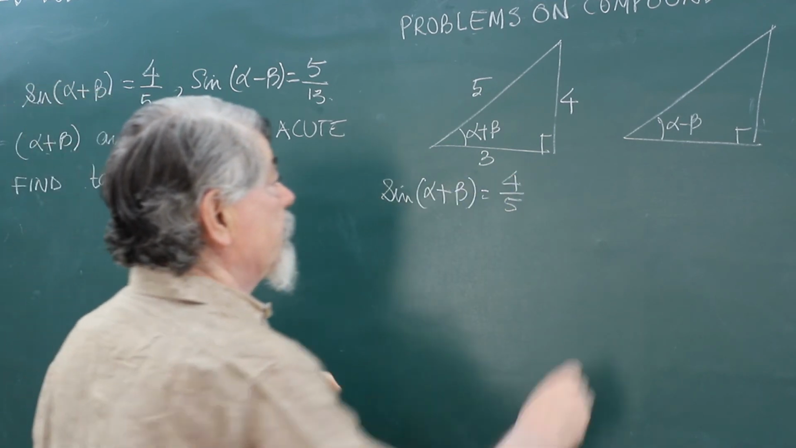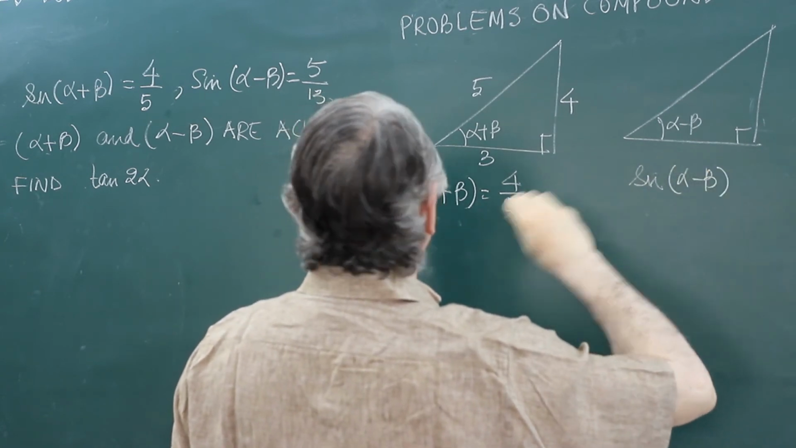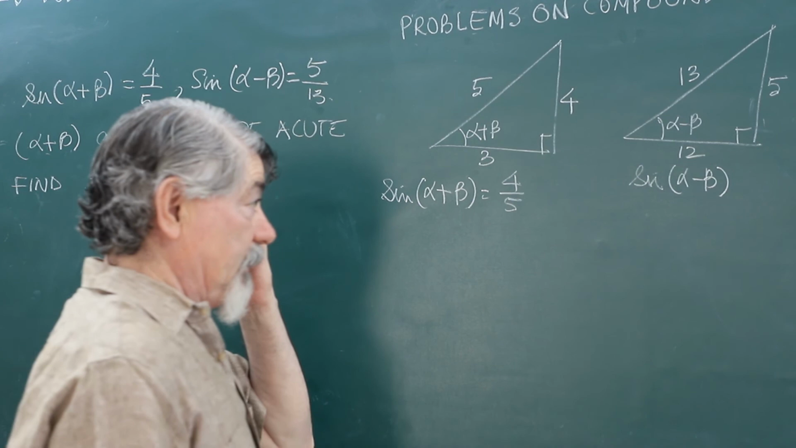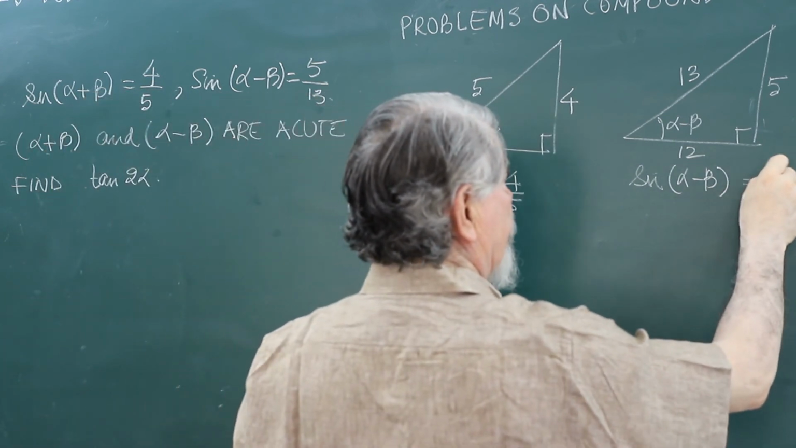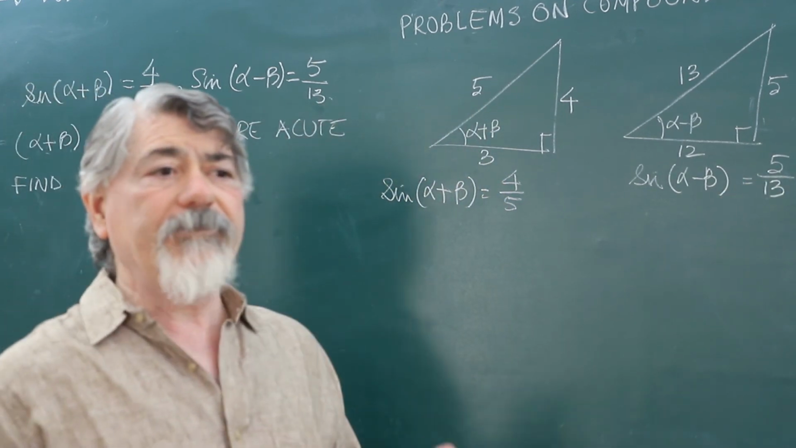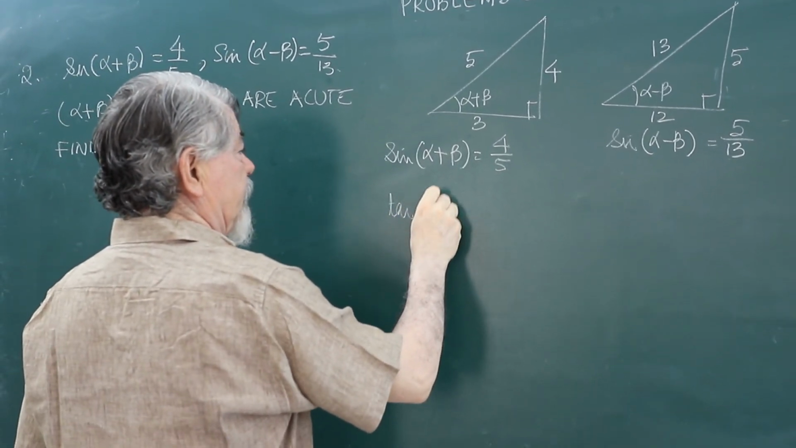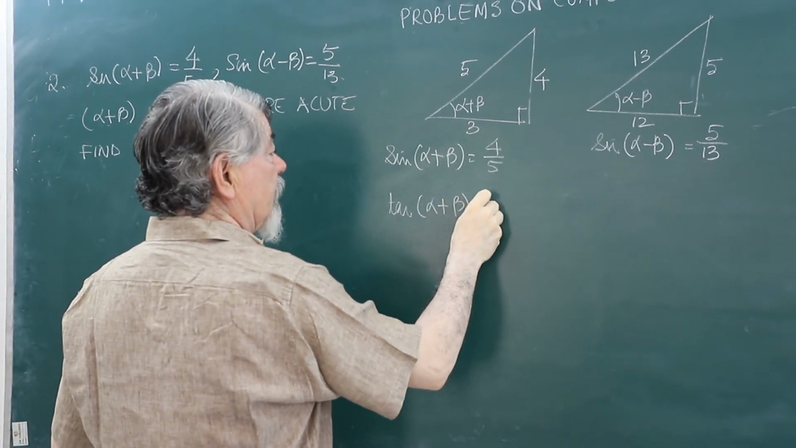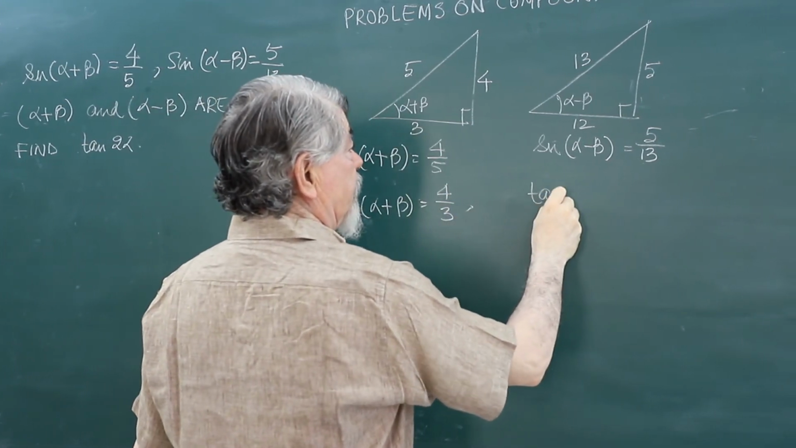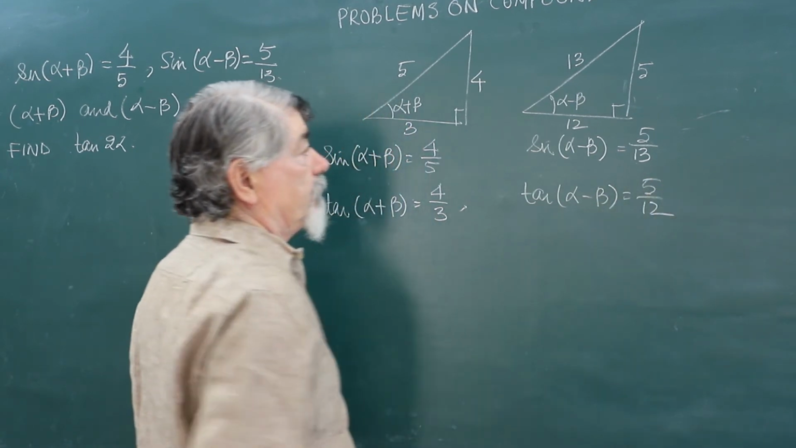Sin(alpha minus beta) is given as 5 upon 13, so the base will come out to be 12. Once you have all three sides of the right angle triangles, we can calculate any trigonometric ratios. Now let me calculate tan(alpha plus beta). It will be perpendicular upon base, that is 4 upon 3, and tan(alpha minus beta) will be 5 upon 12, perpendicular upon base.